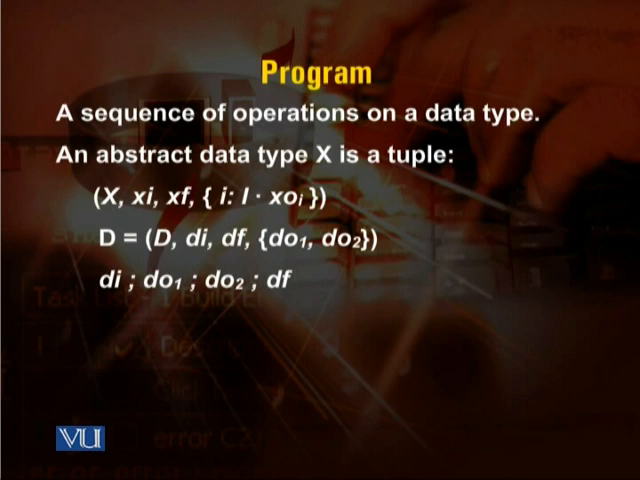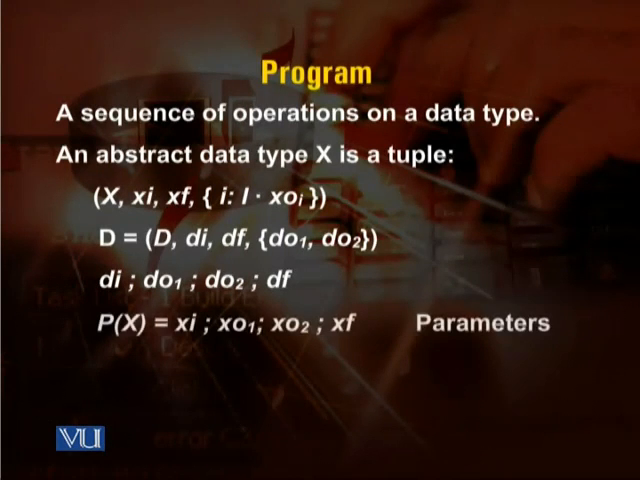So this is the sequence of operations performed on the data type D. So we have this program P on this data type X. That program P is equal to Xi followed by X01 followed by X02 followed by Xf, where this is the generic form, and X is the parameter for this program.